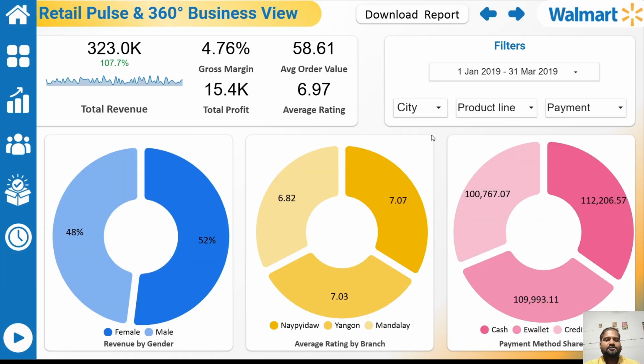So this is the third page of our dashboard called Customer Insights. Here we focus on the customer behavior and the preferences. On the left, we can see the revenue split by gender. This chart shows that males contribute around 52% of the revenue and females contribute about 48%. This means both genders are almost equally important for the sales. In the middle, we have a chart showing the average rating by the branch.